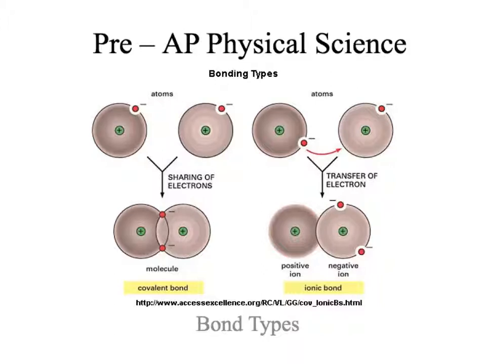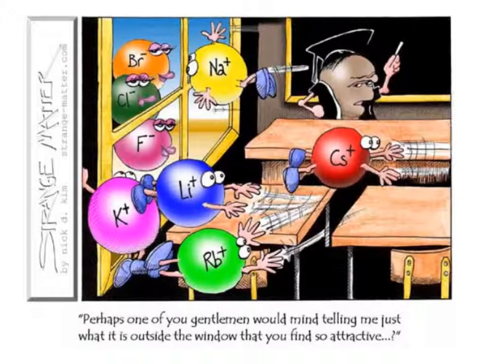There are two basic types of bonding that we'll be referring to. They are ionic bonding and covalent bonding. We'll look at the definitions of those two on the next slide. This is just a little cartoon talking about how ionic bonds are formed. It's an attraction between a positive charge and a negative charge.